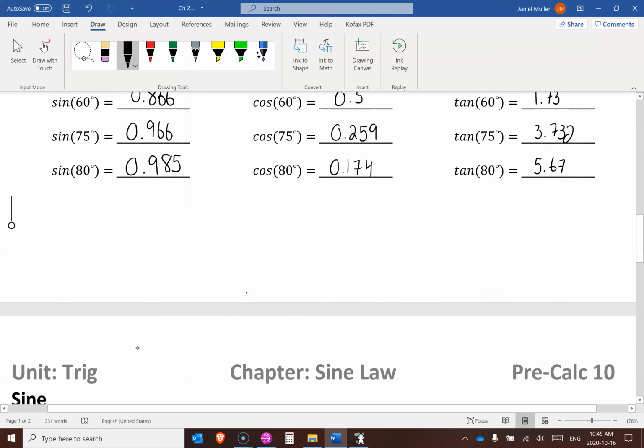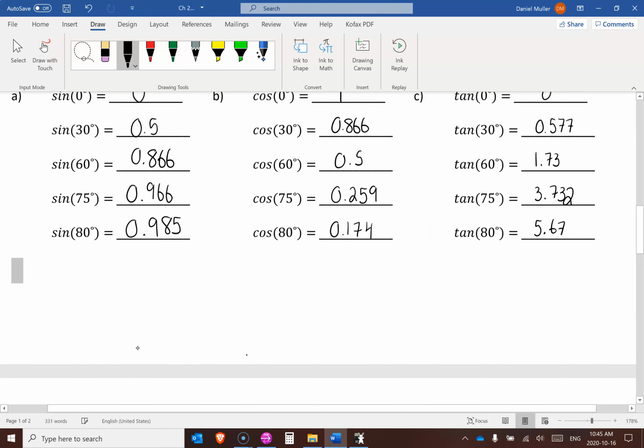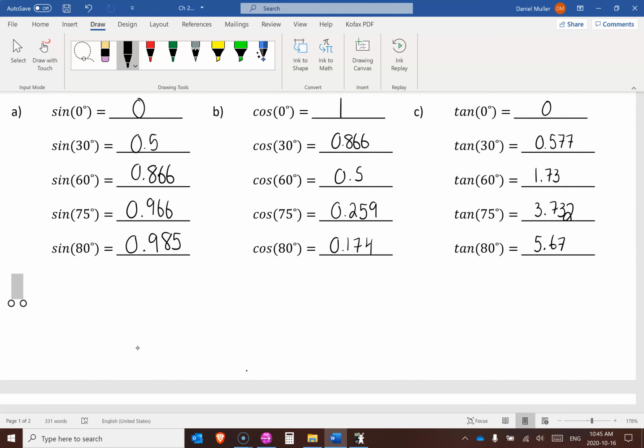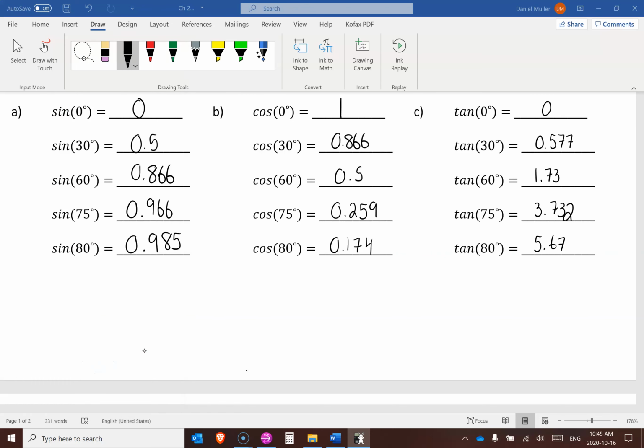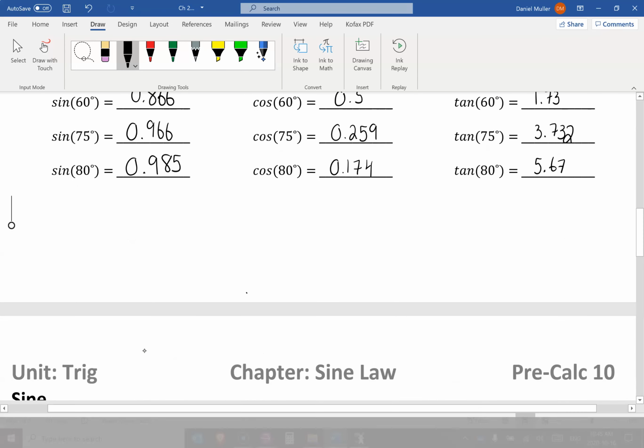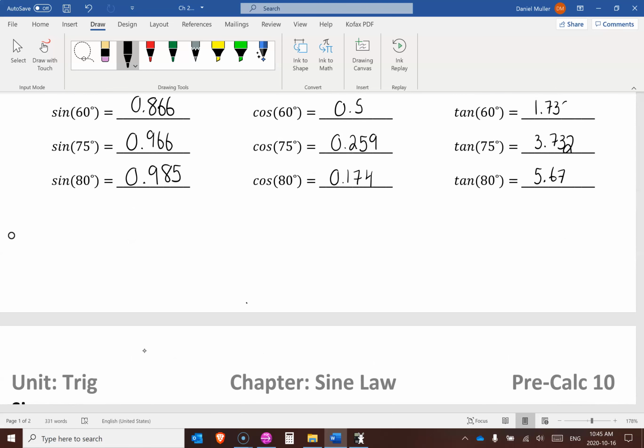Okay, 2. But I didn't even do 3 decimal places, so I need to do tan of 60 again, because I didn't do 3 decimal places. So 732 and tan of 80. 671. So 732, 671.